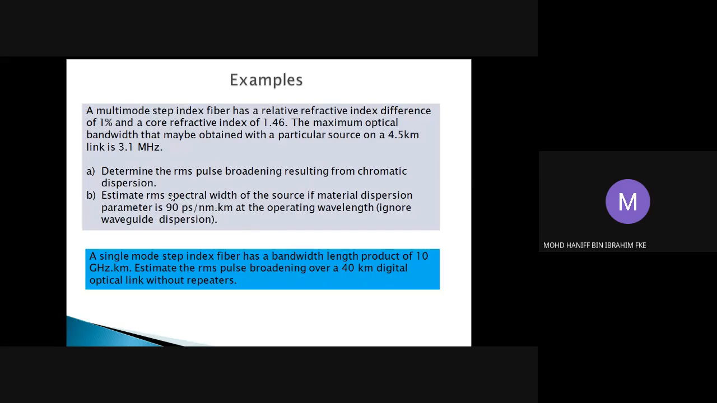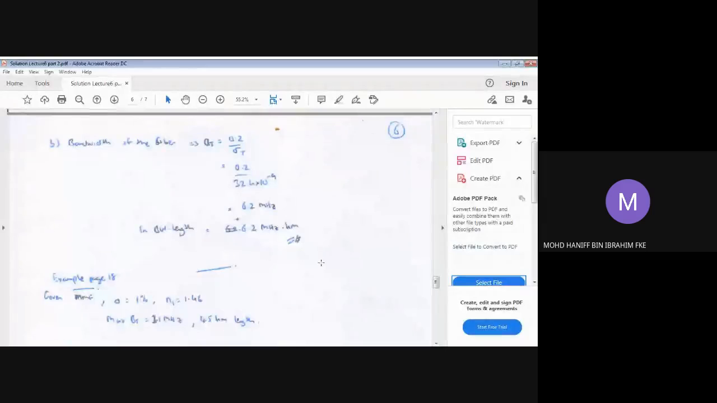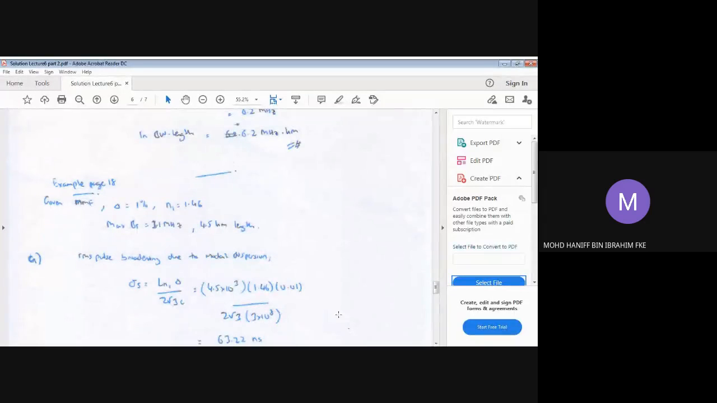Okay, I think part B should be easier, because from this information, number 1, you can use it to calculate the spectral width of the source, because your material dispersion has been given straight away, yeah? Okay, let's have a look at the solutions to make it clearer for us on these ideas, yeah? Okay then, so we have these questions here.